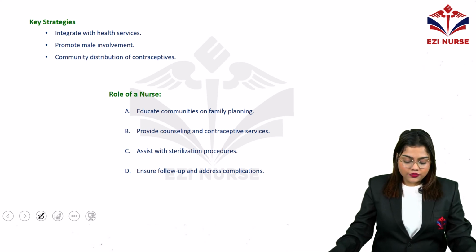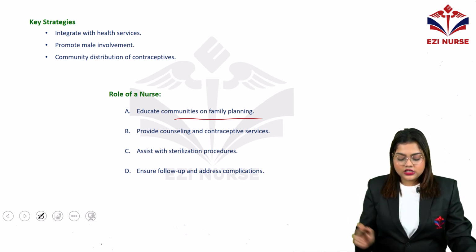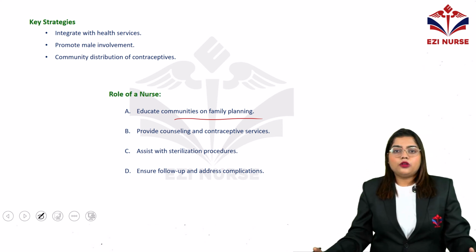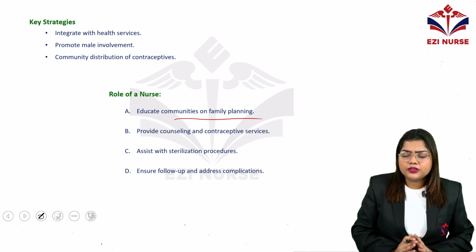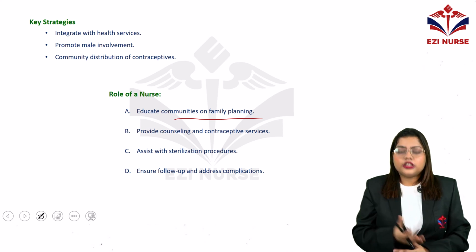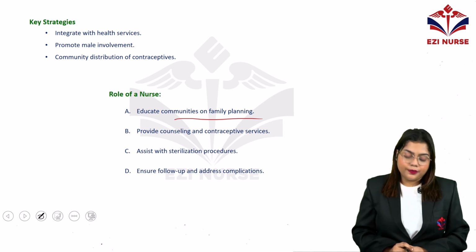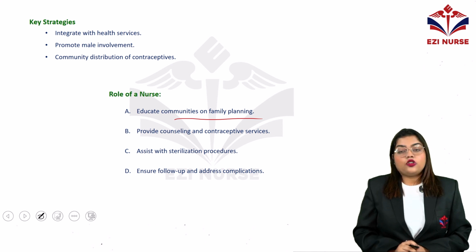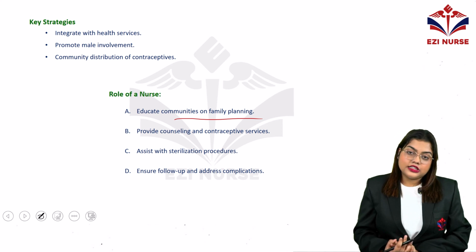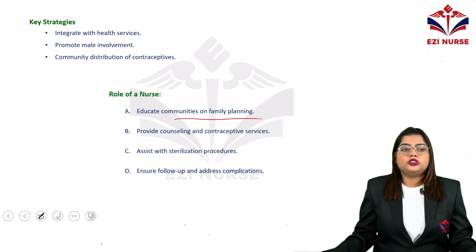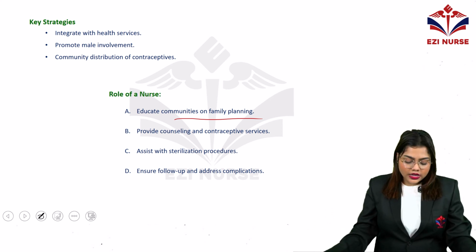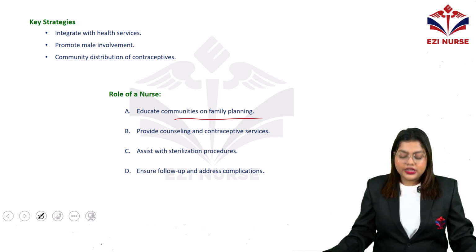And lastly, the role of the nurse. First one is to educate the communities on family planning. We have to inform them what the family planning methods are, what the benefits are, and what they should use. We have to educate and advocate to the people. Then provide counseling and contraceptive services to other people as well. Then assist with sterilization procedures, like male or female sterilization, tubectomy or vasectomy. And lastly, ensure follow-up and address complications.